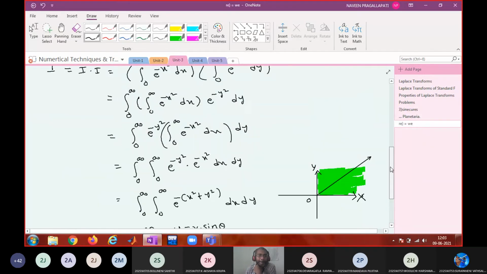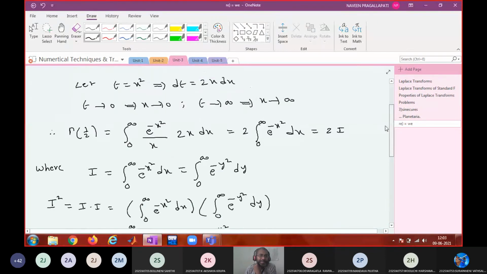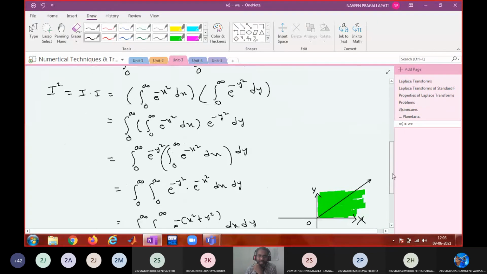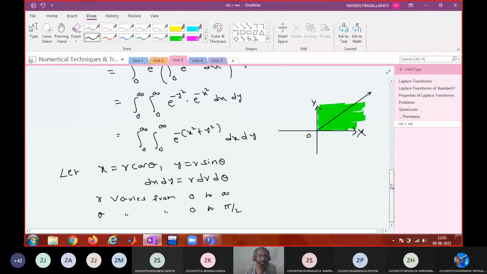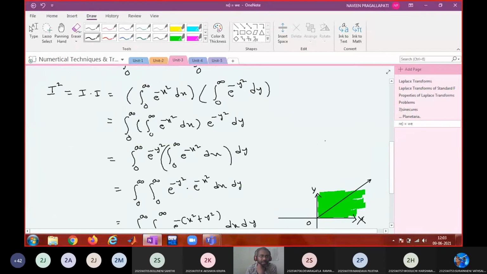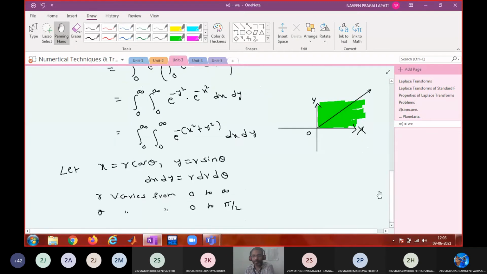Yes, sir. Okay. Did you copy? Or shall I share the notes? So I square, we are doing about I square. I square is this. Okay. Shall I proceed?